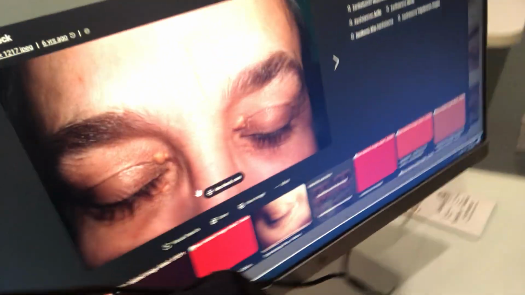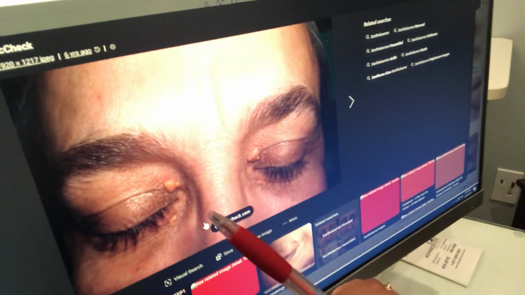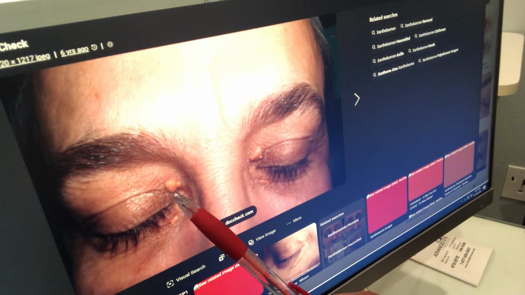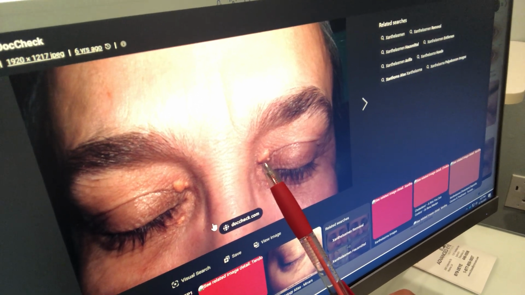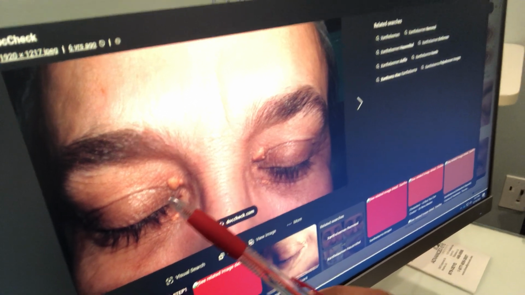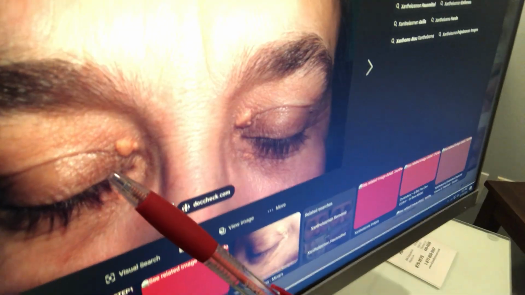So this is the patient's picture. These are just random pictures that I picked out for you guys. If you look here where I'm pointing with my pen, this is a xanthelasma. And this one is a xanthelasma also. You can see that is an elevated area right there. So this is a xanthelasma. And these can happen in patients who have high cholesterol also.